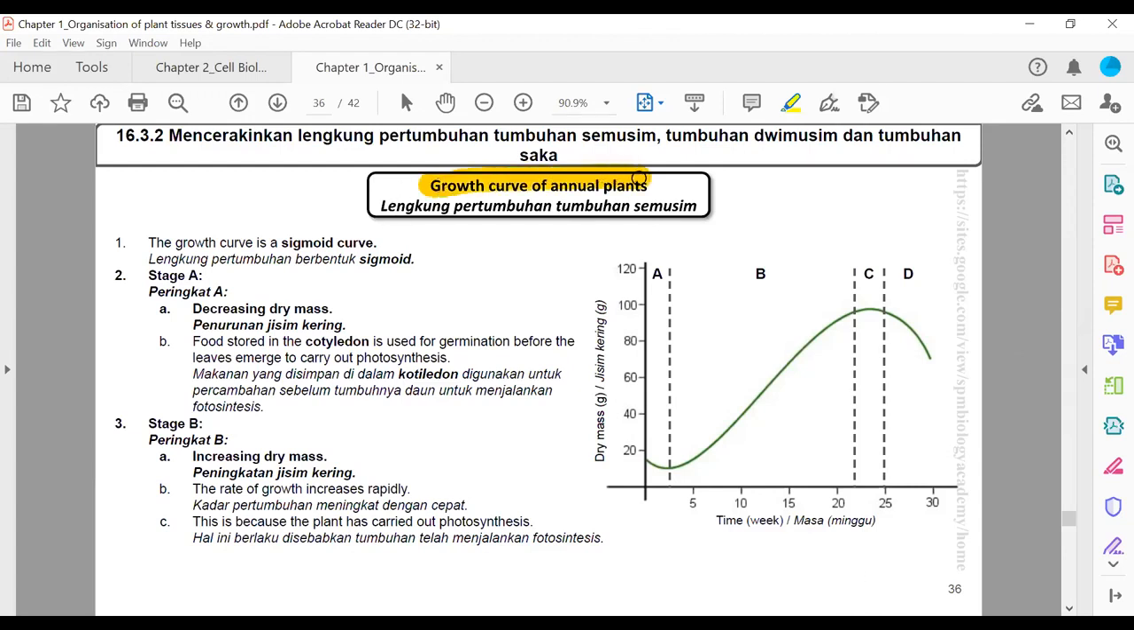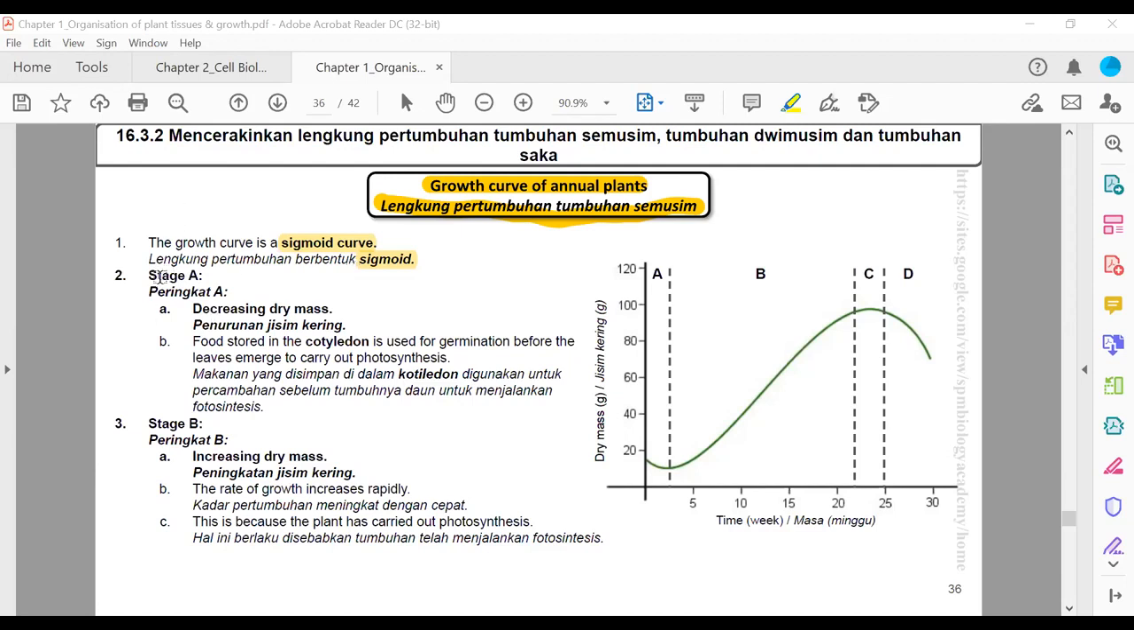Growth curve of annual plants first. Let's look at this first. This is the graph for annual plant. First mark: the growth curve is a sigmoid curve. Same as with humans that we learned in chapter 15, Form 4. The growth curve of humans is also known as a sigmoid curve. The same thing for annual plants. You write this first, you get the first mark for your essay.